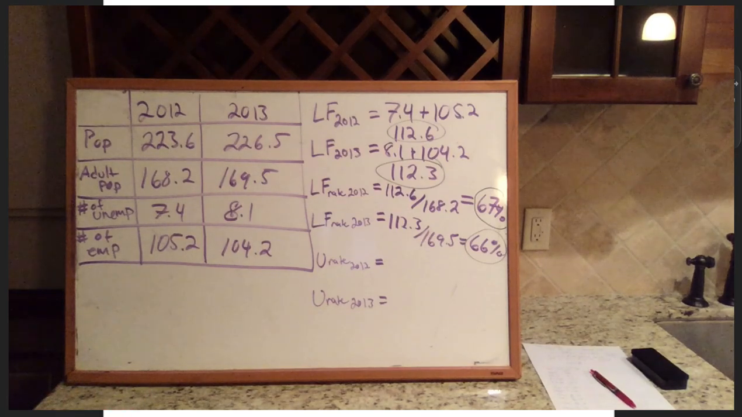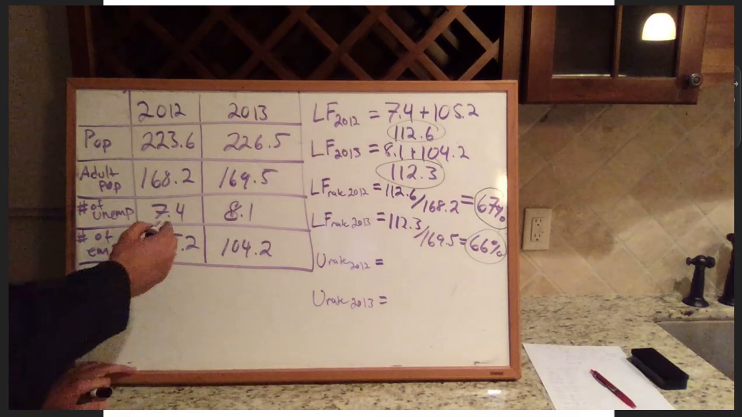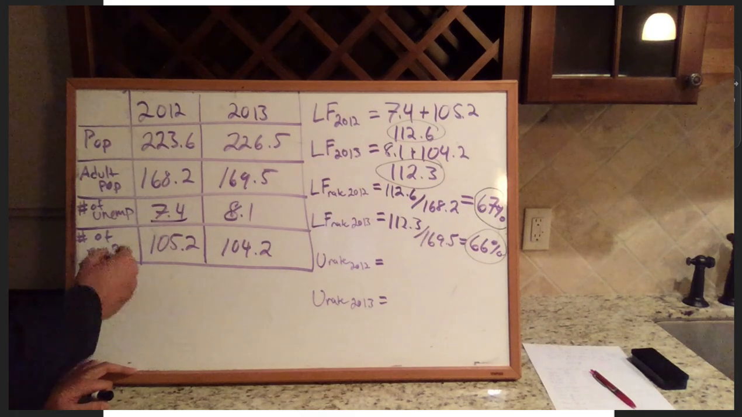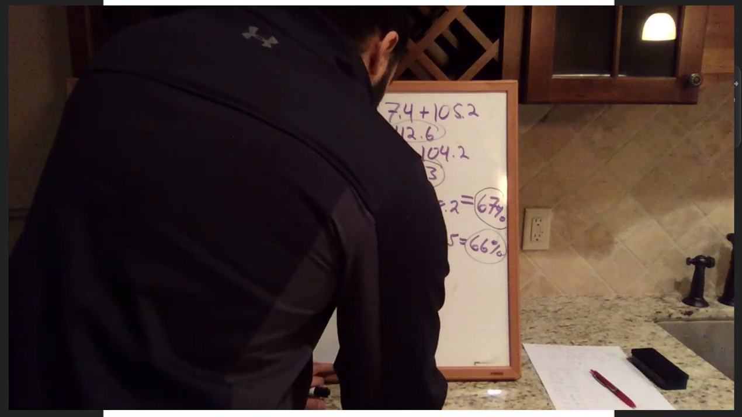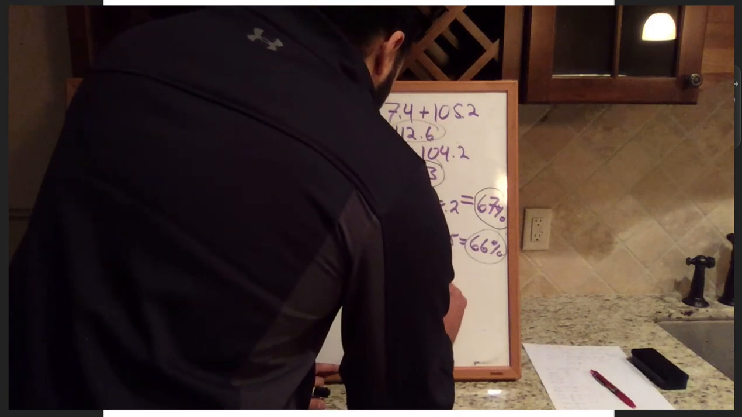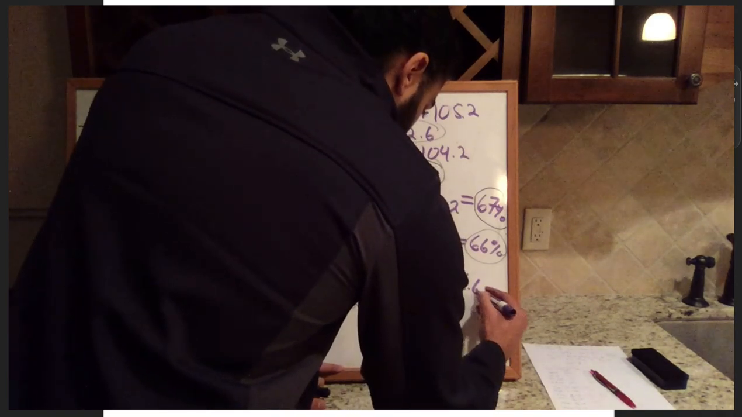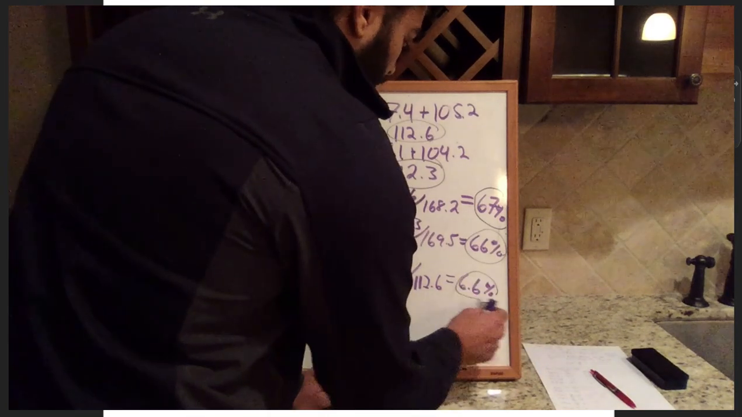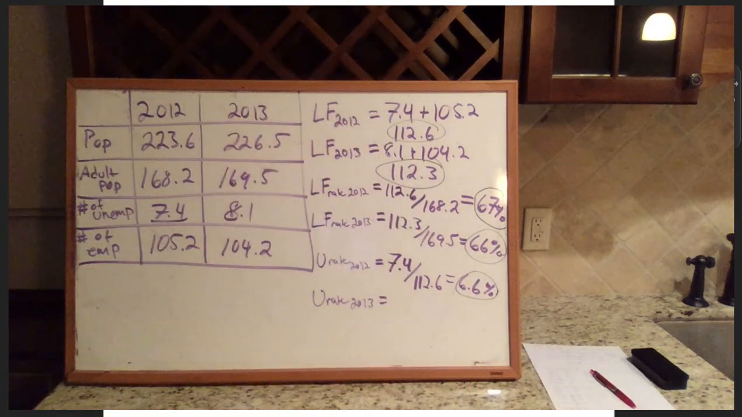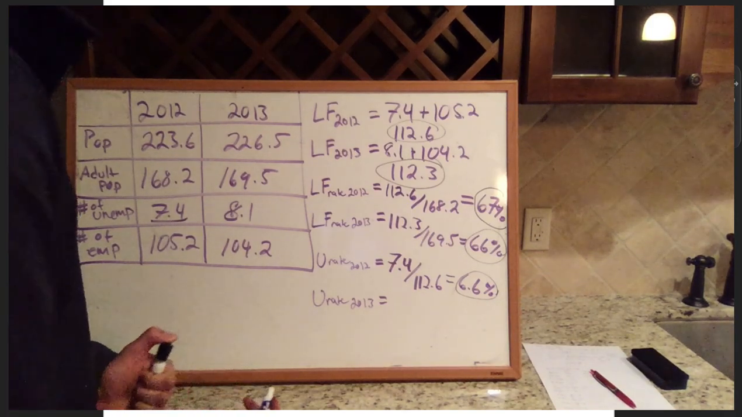All right, so unemployment rate, this is going to be our last one. Unemployment rate is your number of unemployed divided by your labor force that we calculated. So for 2012, it's going to be 7.4 divided by 112.6. And what you're going to get is 6.6%. Now in the United States, on average, we are at 5 or below 5%. Anywhere below that is good. Anything above it, it's a concern.